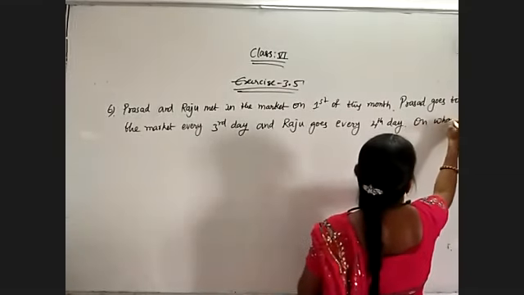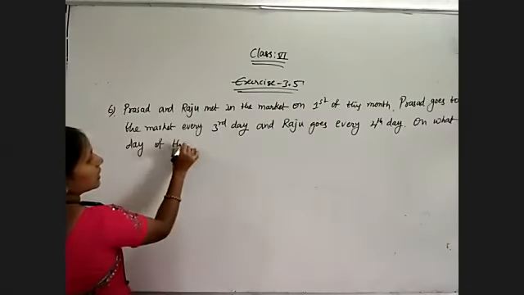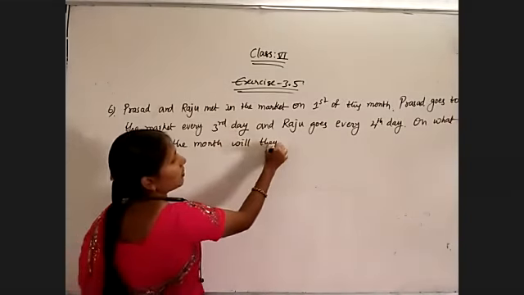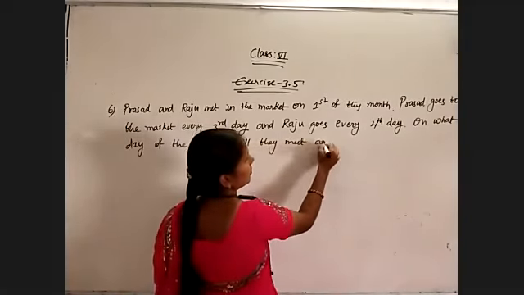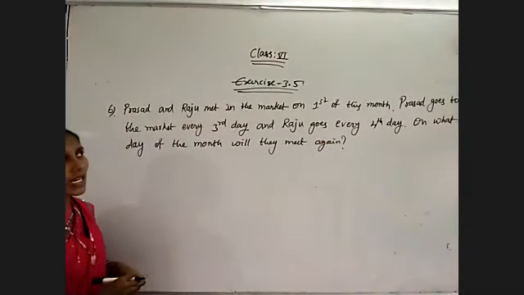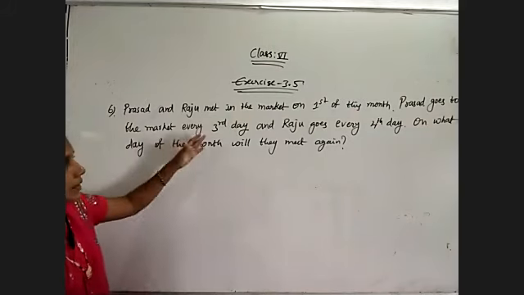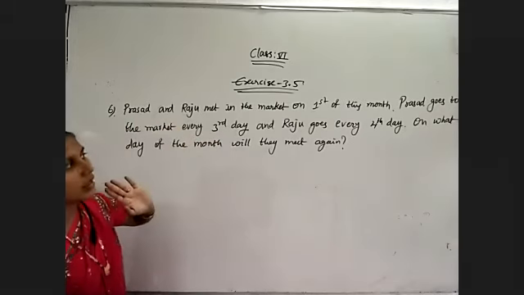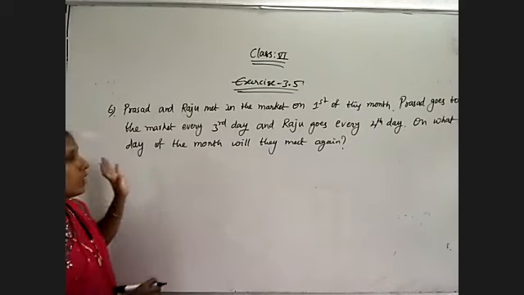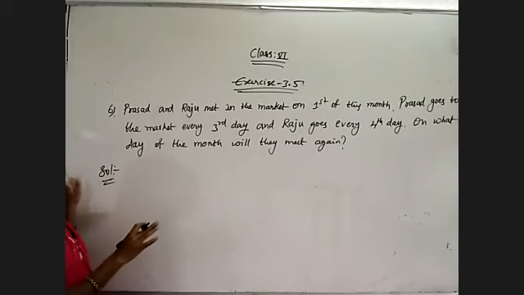On what day of the month will they meet again? So observe the question. Prasad and Raju met in the market on the first of this month, which means on the first day they met. Prasad goes to the market every third day and Raju goes every fourth day. On what day of the month will they meet again? So just observe. A month has 30 days, yes or no?